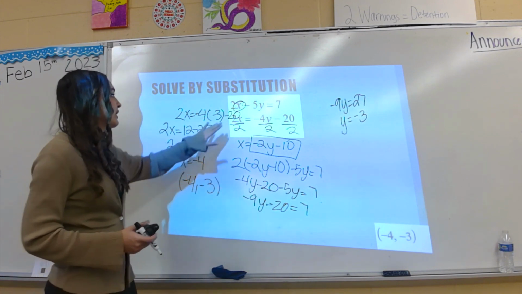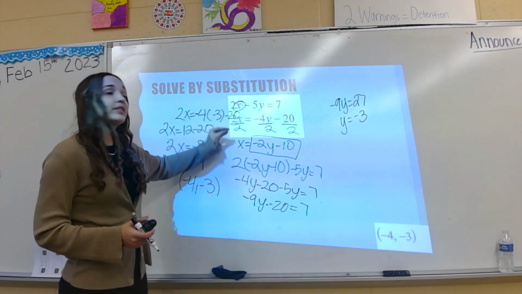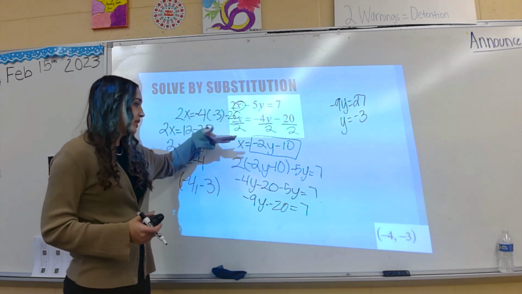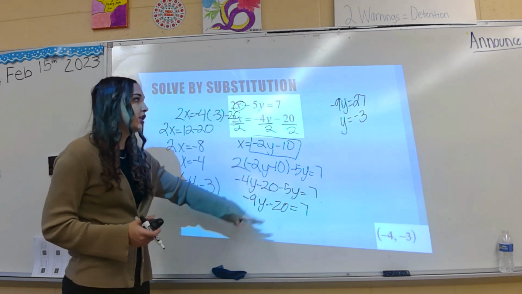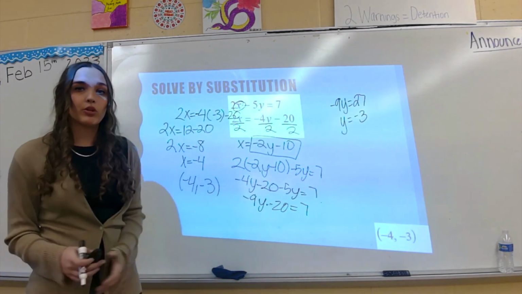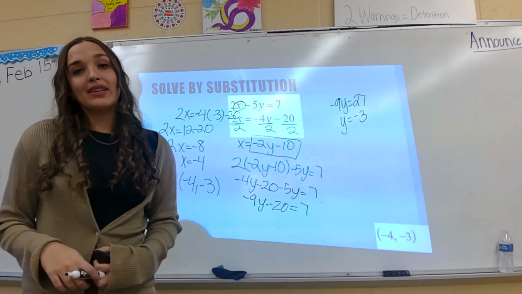So whenever you see a variable with a coefficient on the left-hand side, we want to get that variable alone. Once we do that, we plug it in, keep on going, got my y, plug it in, find my x, write it as an ordered pair. Let's try one more problem to make sure we are understanding this.